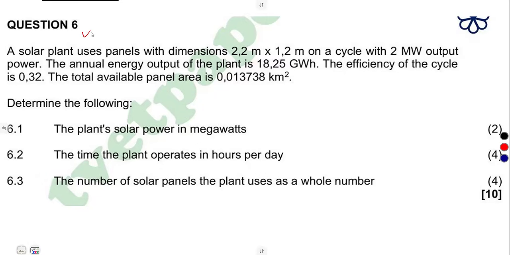So on this question, we are given part of our renewable energy systems. A solar plant uses panels with dimensions 2,2 by 1,2. That's a rectangular panel, so we can obtain the area from there, 2,2 by 1,2, which is going to give us an area of 2,64 square meters, on a cycle with 2 megawatts output power. So we have an output power for that cycle of 2 megawatts.